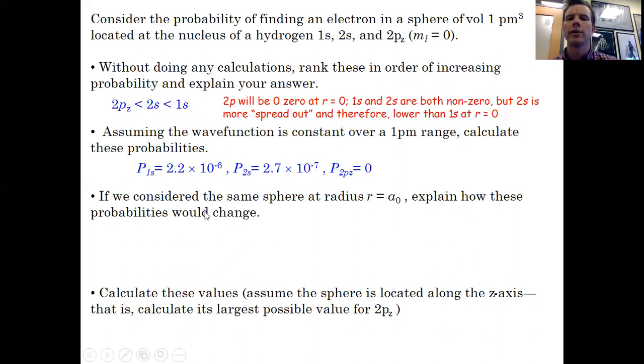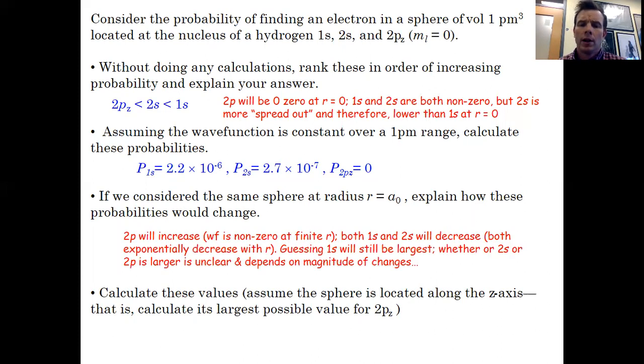If I considered the same sphere at radius r equals a naught, explain how these probabilities would change. Well, if I go out to a naught, what you'll find is that the 2p is now increasing. So 2p is 0 at the origin and then it increases. Whereas the 1s and 2s will both decrease. As I increase along the radius, those ones are both decreasing. My own guess is that the 1s will still be the biggest, right? And whether or not 2s or 2p is bigger is a little hard to tell, but that's sort of what will go on.